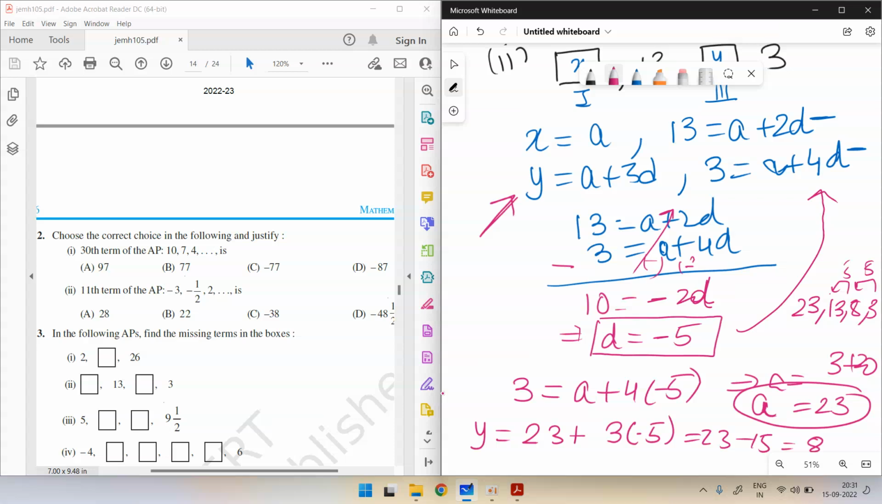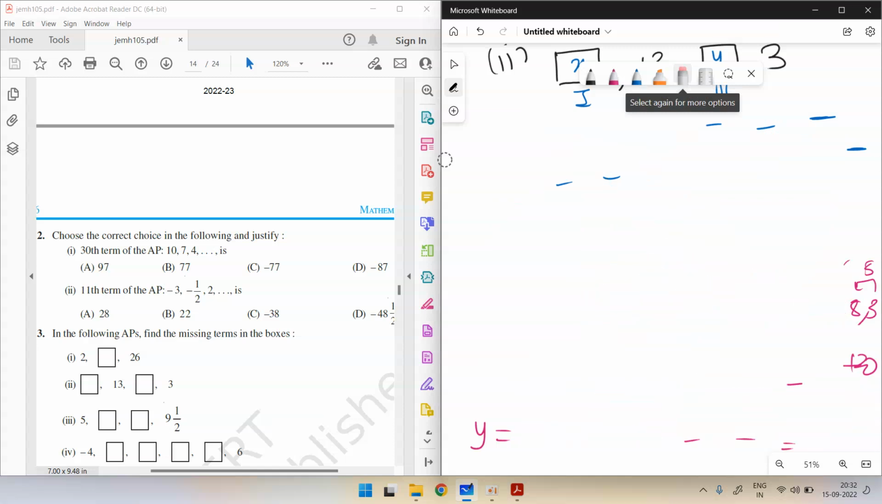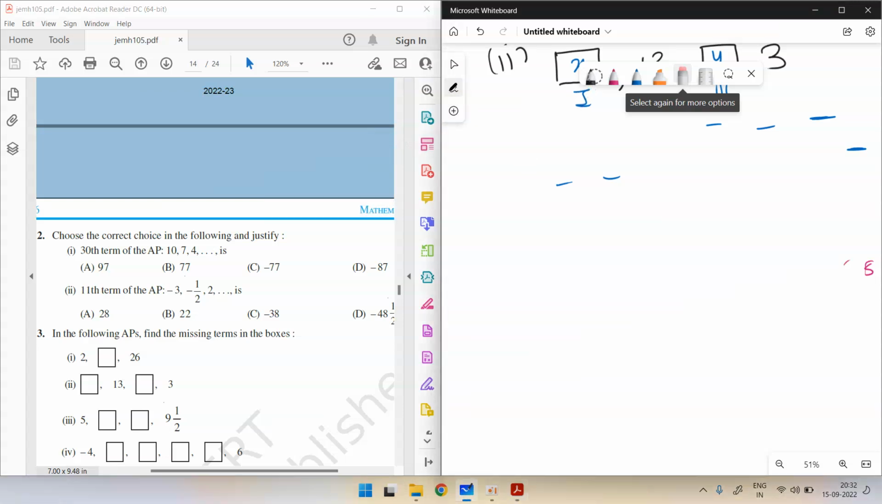And if a is 23, this should be... I have taken this wrong, so again I'm solving this. Sorry. Forget these things. Sorry.